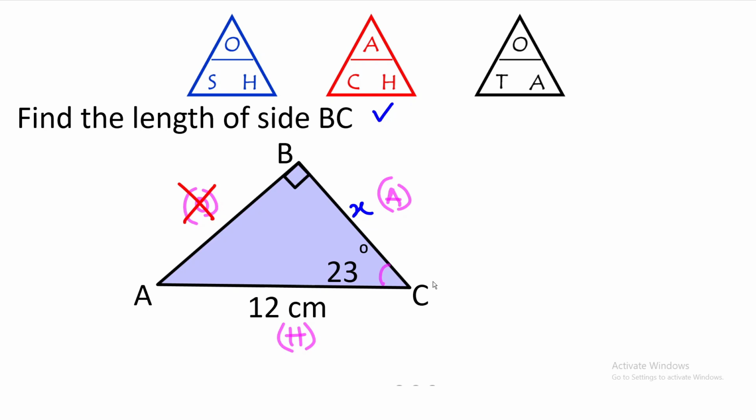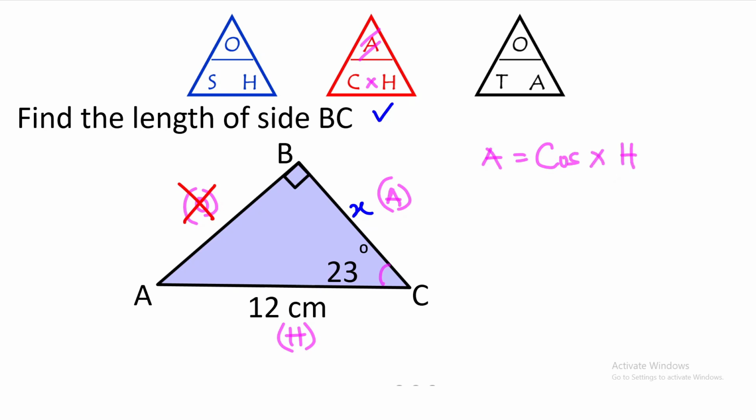Which of the sides are we looking for? Well, obviously, it's the adjacent, okay? So what we're going to do is cover the adjacent, and what you're left with is C and H, which is the cosine times the hypotenuse, when they face each other this way. So that's the cosine of the angle times the hypotenuse.